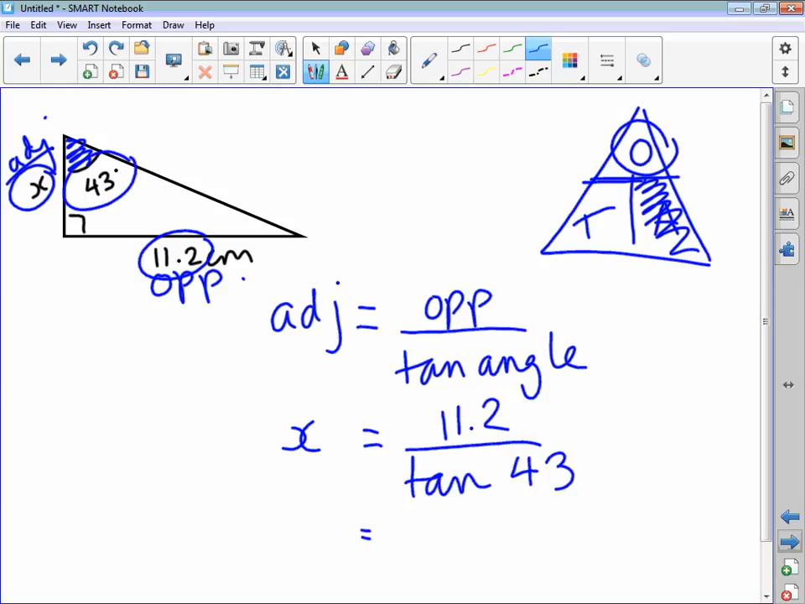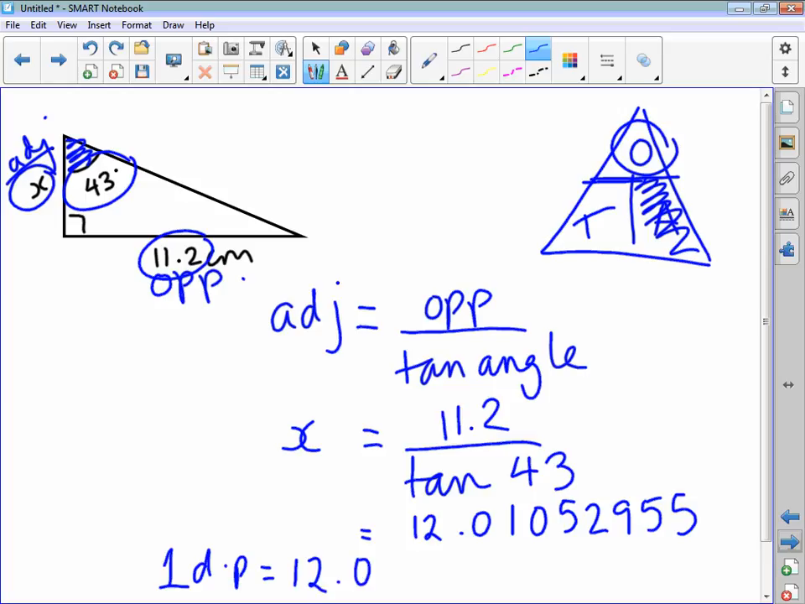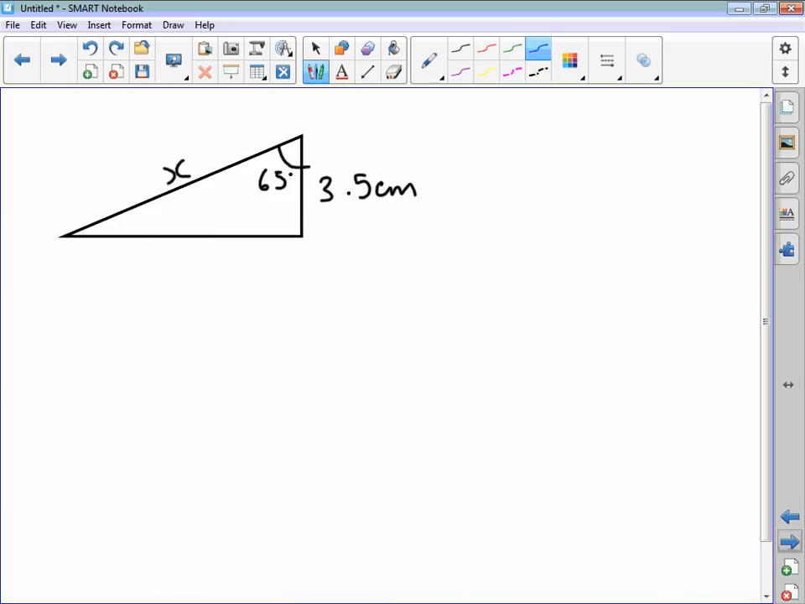Put that into a calculator, gives us an answer of 12.010529555. If we had to round that to 1 decimal place, then we would write 12.0. If we had to round that to 3 significant figures, we would also write 12.0. Okay, another example. Same idea, here's our angle. We need to label the sides in relation to that. So this side here is the hypotenuse, and this side here is the adjacent because it's next door to the angle. So we've got adjacent and hypotenuse labelled, so we're going to use cosine.